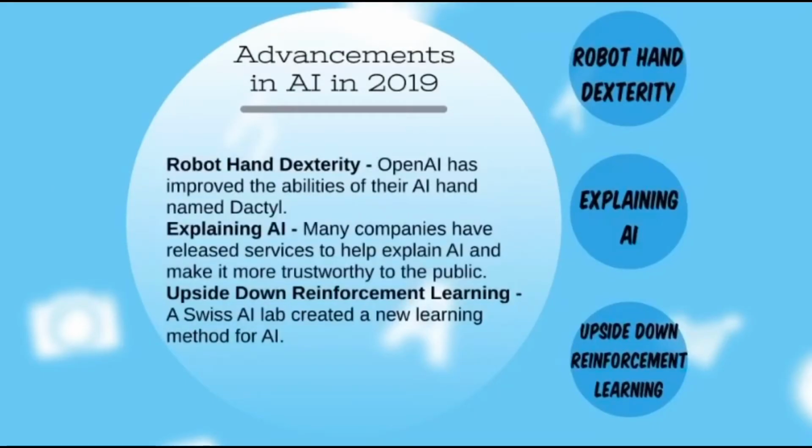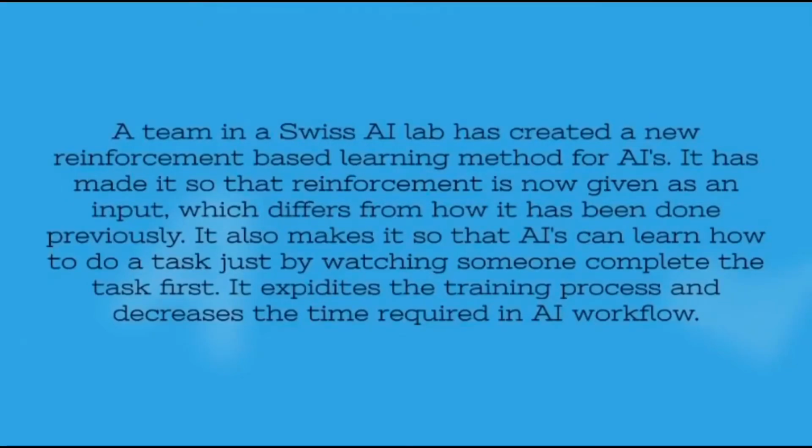So there have been a lot of advancements in AI, even just in the year 2019. For example, we've got robot hand dexterity, explaining AI, and upside-down reinforcement learning. Upside-down reinforcement learning was created by a team in a Swiss AI lab, and it was created as a new reinforcement-based learning method for AIs.